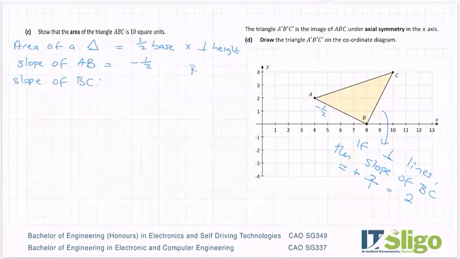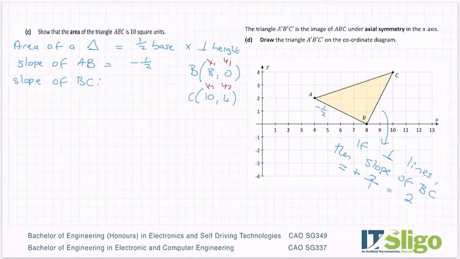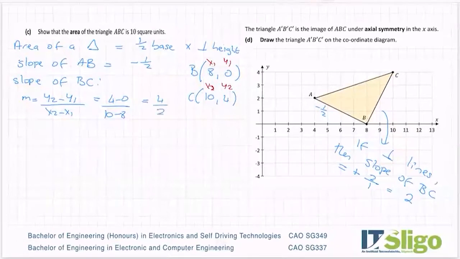Okay, so the first thing we need to do is write down our points, B again. So if you remember, that was 8, 0, and C was 10, 4. Let's label them x1, y1, x2, y2. And let's find our slope. So M is equal to y2 minus y1 over x2 minus x1. So y2 is 4, so I'm going to have 4 minus 0 on the top, and on the bottom, I'm going to have 10 minus 8. So 4 minus 0 is 4, 10 minus 8 is 2, so 4/2 is 2.